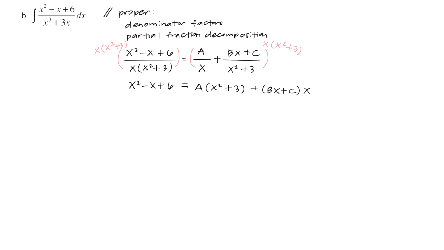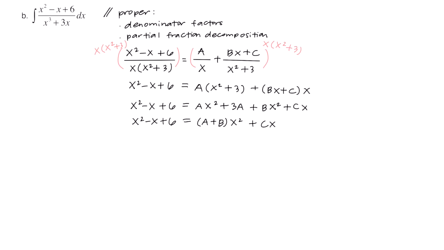Our next step is to distribute this A and distribute this x. Now we're going to group our terms. We have an x squared term here and an x squared term here, so we move them together and factor out the x squared. Next, we bring down this term with x in it, and finally we bring down the term 3A. Now we're going to look at the individual terms on each side.